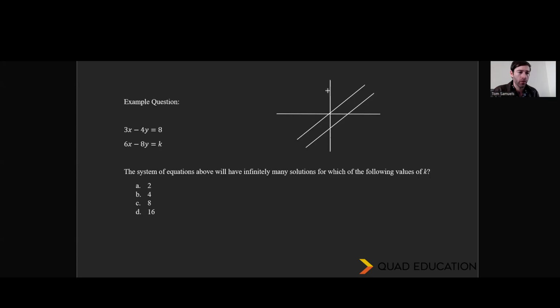So looking over at the examples, we can see 3x minus 4y equals 8 and 6x minus 8y equals k. And what we want to figure out is how do we make 3x minus 4y equivalent to 6x minus 8y? And that's pretty straightforward. You just have to multiply by 2. And so in order to keep those equations equivalent, we need to multiply the left side by 2 and therefore the right side by 2. And 8 times 2 is just 16 for the answer to the problem.